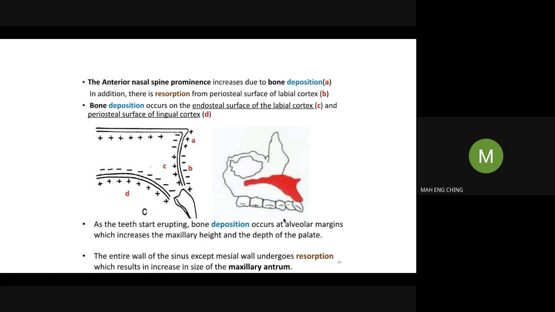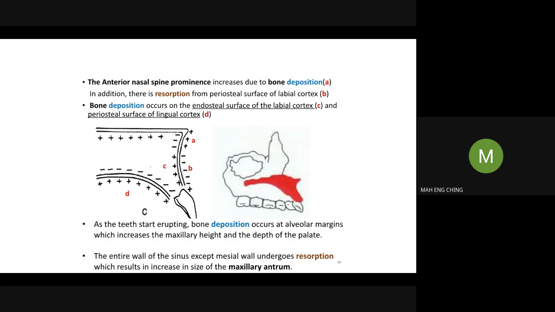So the entire wall of the sinus, except the medial wall, undergoes resorption, which results in the increased size of the maxillary antrum. So the antrum or the sinus will all become bigger, except the medial wall. Where's the medial wall? The medial wall is next to the nose. So the nose cannot become smaller. That's why except the medial wall, everything will go sideways. They will expand. That's why it will go bigger and wider. So the maxillary antrum or sinus will grow bigger.